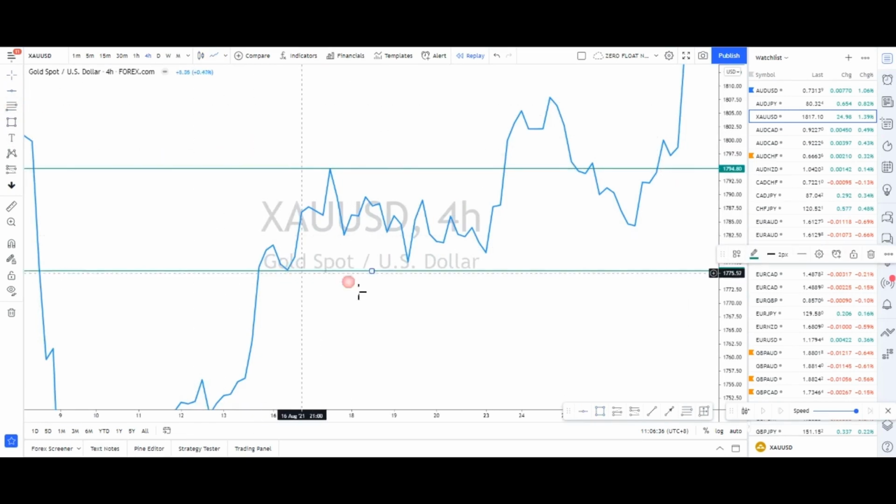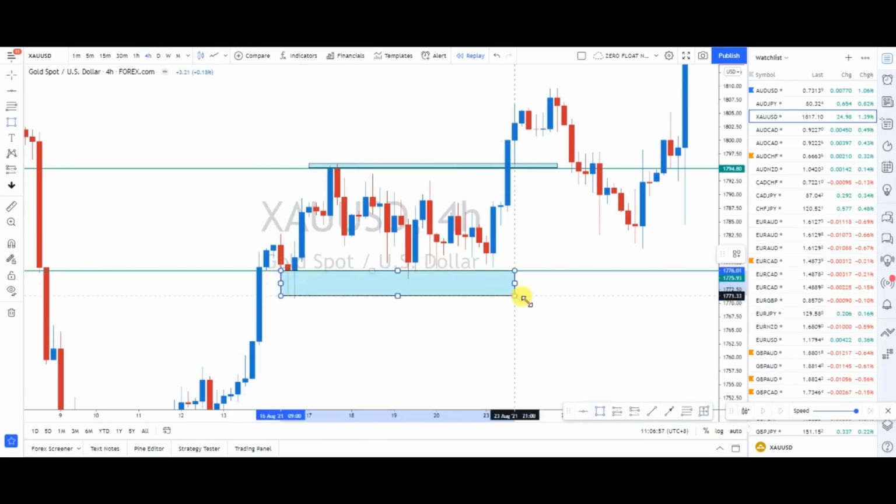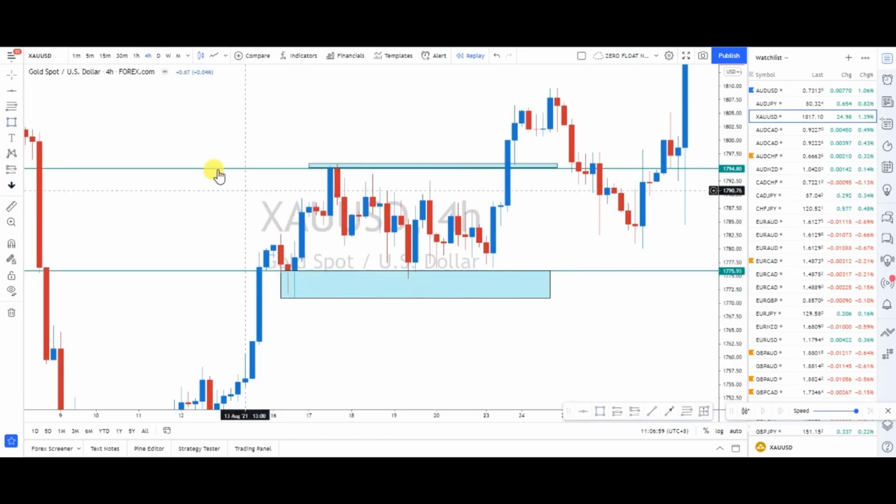Okay, so we have one here, we have one here. So here, this one has a second movement, so therefore this is a strong support. Okay, H4. So we just mark it and then go back to the chart. Remember guys, always mark our danger zone first. So this is area danger zone. Danger zone area.